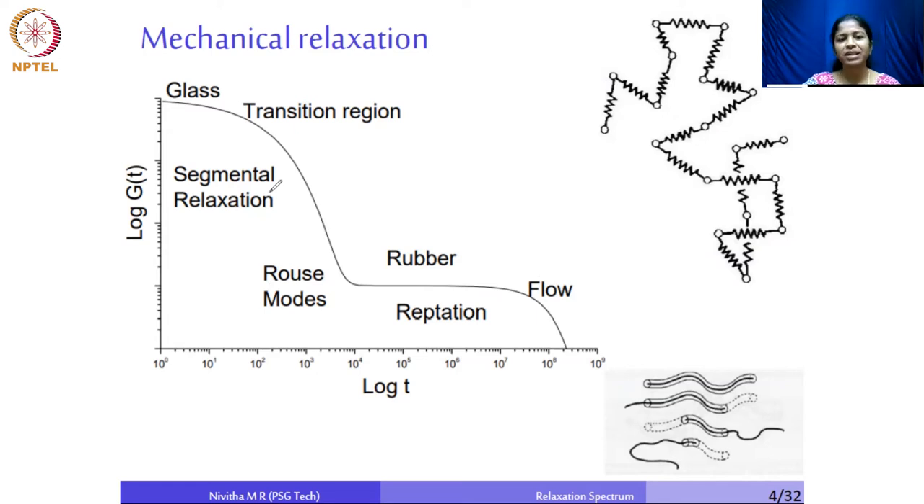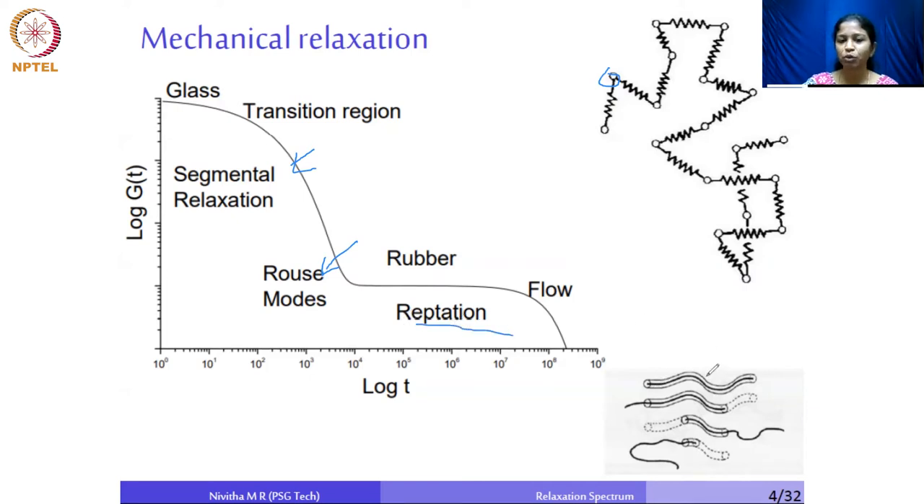It is quite well studied for simple polymers. Basically, they say the segmental relaxation is the mechanism associated in this region. And then we move on to the rubbery state. So the transition from this state to the rubbery state is because of these Rouse modes. Basically, the Brownian movement of these beads and the elasticity associated with the spring. And then we move to the terminal response, which is the flow behavior. This is because of the reptation.